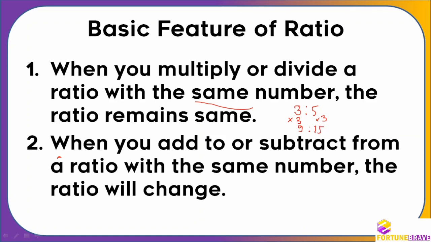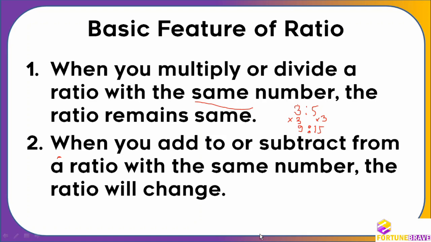This is because ratio is a comparison. 3 is to 5 is equal to 9 is to 15. These two ratios are equal. The numbers may be different, but the ratio, the comparison, is the same. That is what we need to understand. The comparison is the same here.